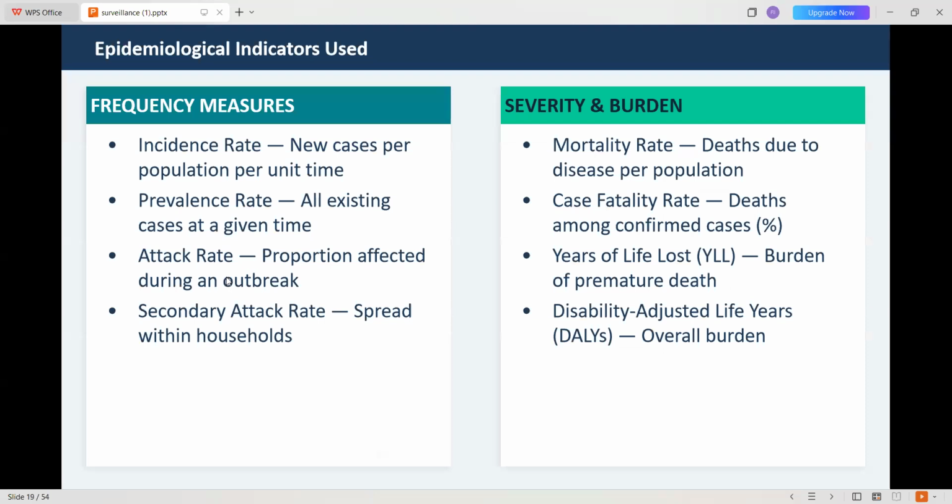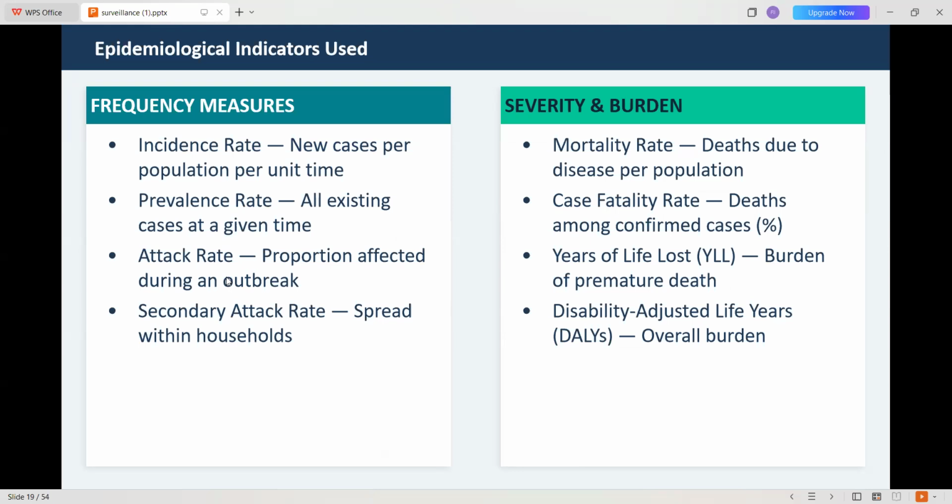Next are the epidemiological indicators used. A frequency measure indicator: incidence rate, new cases per population per unit time; prevalence rate, all existing cases at a given time; attack rate, proportion affected during an outbreak; secondary attack rate, spread within the household.